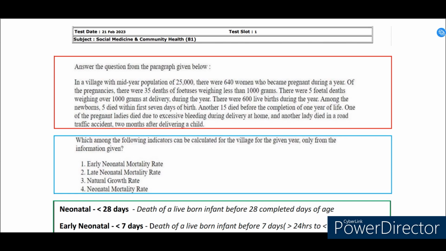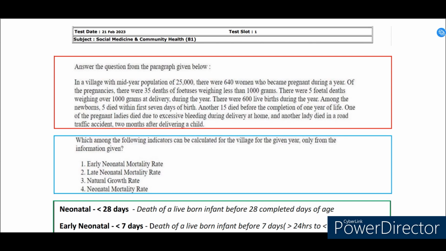It was given the mid-year population is 25,000, total pregnancies are 640, fetal deaths are 35 and 5, and total live births is 600. Among the newborns, 5 died within the first 7 days of birth, and another 15 died within 1 year of life. Now coming to pregnant women, one woman died due to pregnancy complication, and another lady died in a road accident. Now let's start with the first question.